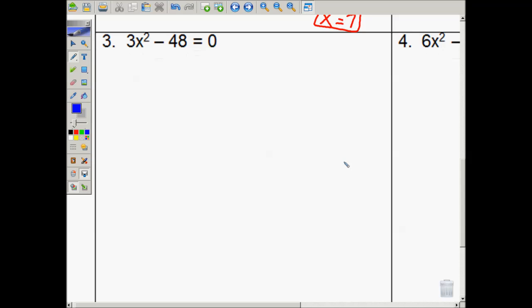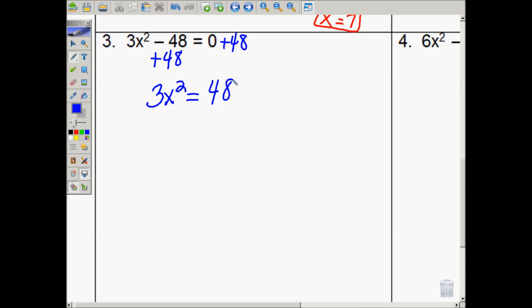Because I only have one variable present, I can just solve for this like normal. So am I using SADMEP or PEMDAS? SADMEP. So according to SADMEP, is there any subtraction or addition I need to get rid of? Yes, I need to get rid of 48. How do I move it? What I do to one side, I'm going to do to the other. So I have 3x squared equals 48.